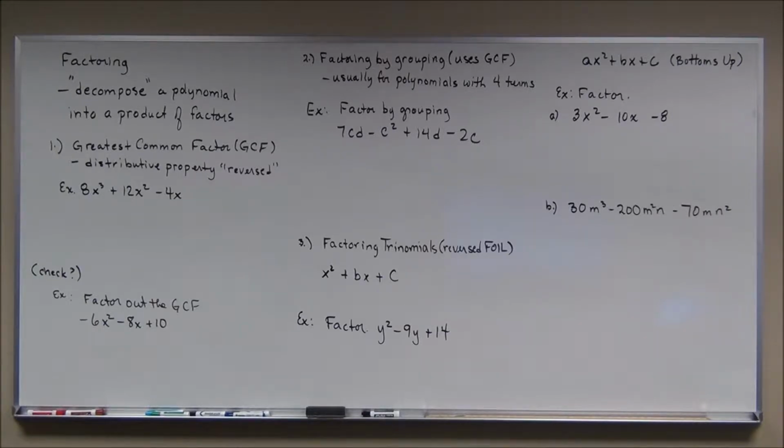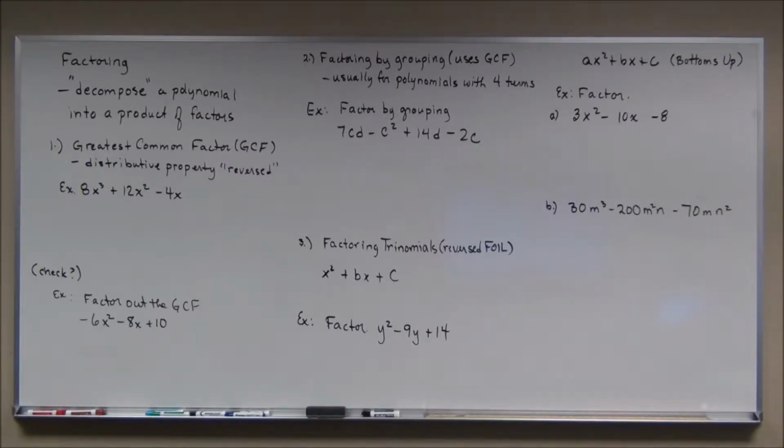Factoring is basically decomposing, for lack of a better word, a polynomial into a product of factors. Instead of multiplying binomials or binomials and trinomials and monomials times polynomials, we're going to kind of reverse the process. And the very first thing that we're going to look at is the greatest common factor. I always tell my students that the greatest common factor is kind of like doing the distributive property reversed, in that instead of multiplying through, you're dividing out a common factor, the greatest common factor, in fact.